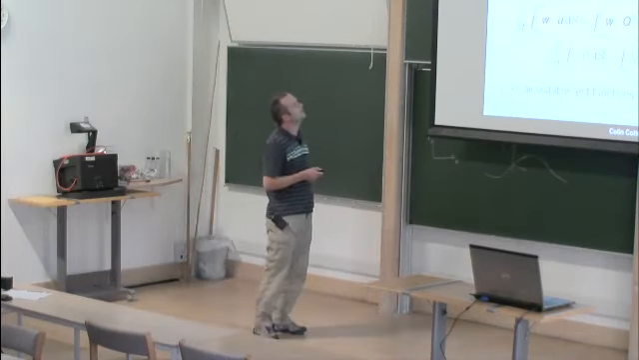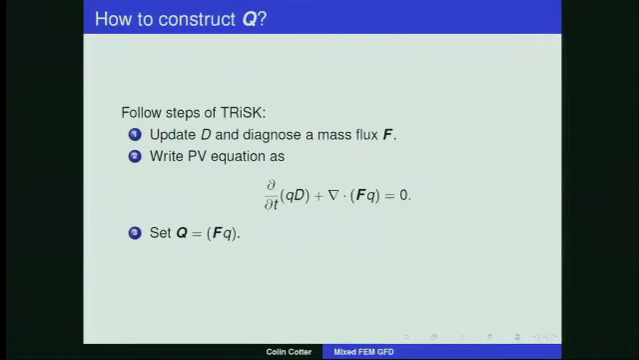Okay, so I follow exactly the program of the TRiSK papers. You start by updating D and then diagnosing a mass flux F, and then you write the PV equation as d by dt of q times D plus divergence of F times q equals 0, and then you take the q to be equal to F times q from that PV equation. Then you have a consistent discretization of the PV advection.